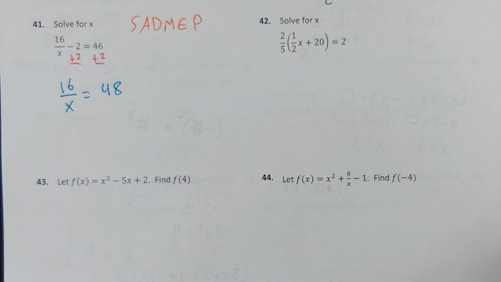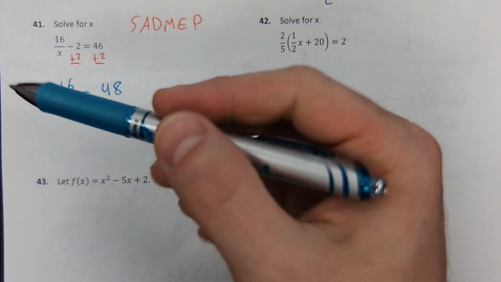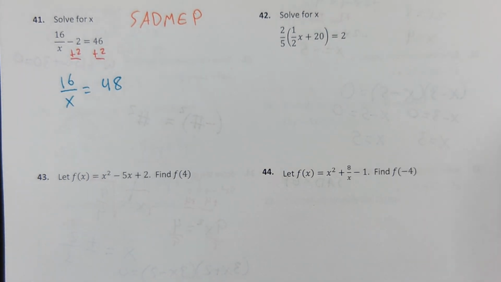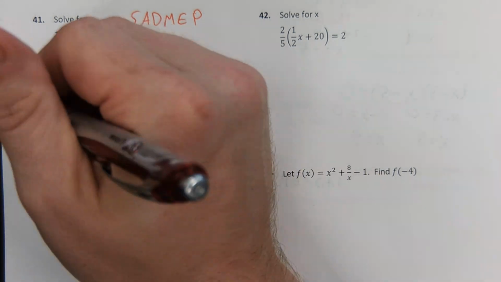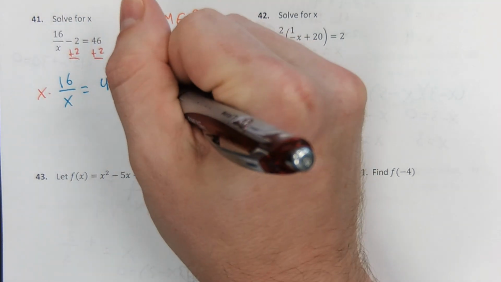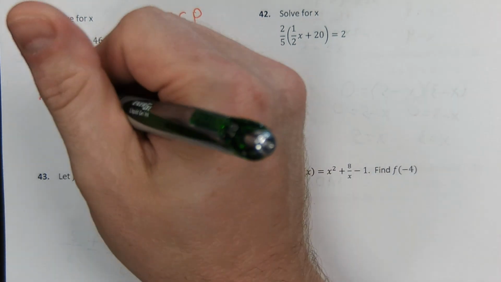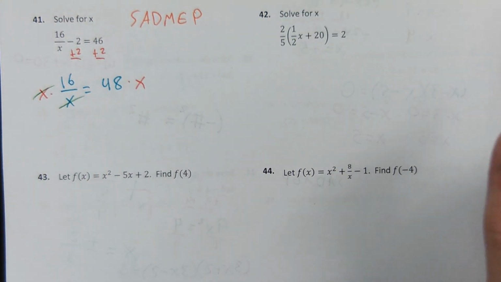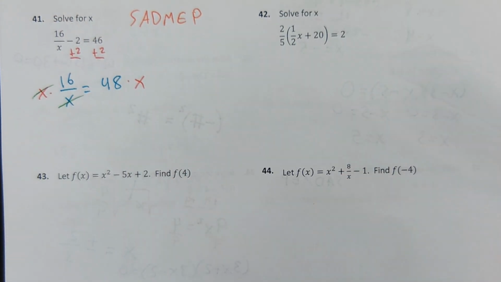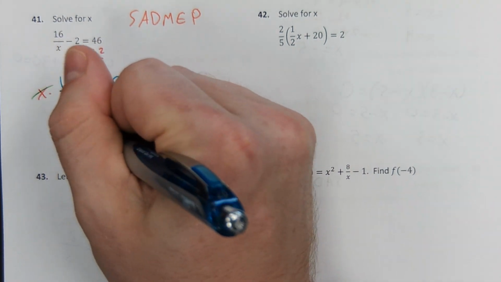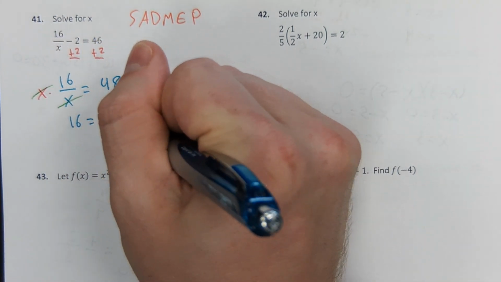If the thing you're trying to solve for is in the bottom of a fraction, your job is to get it out of the bottom of the fraction. We need to cancel this divide by. Well, how do you cancel divide by x? Simple. Multiply by x. Just do it on both sides. You see, on the left, times x divided by x cancel out. And you're left with 16 equals 48x.